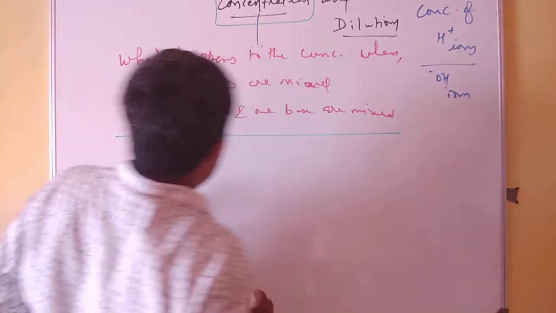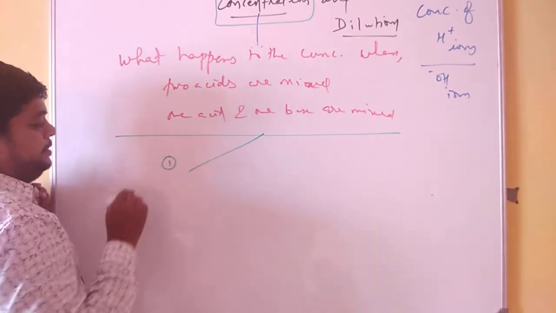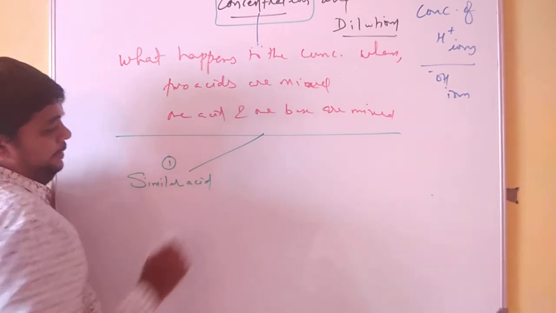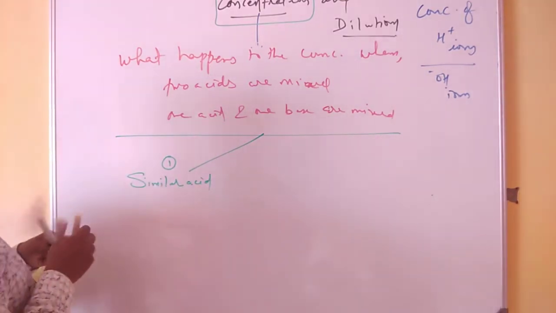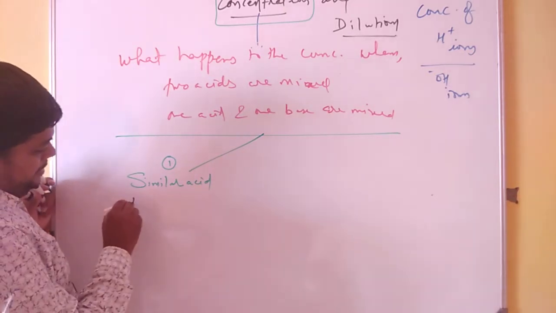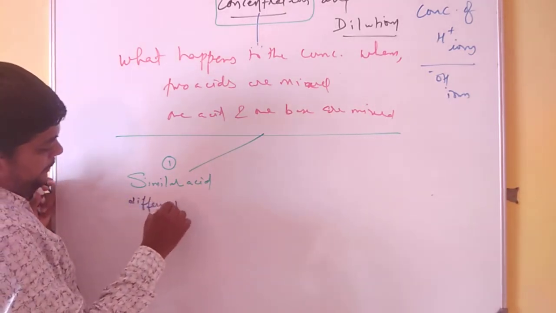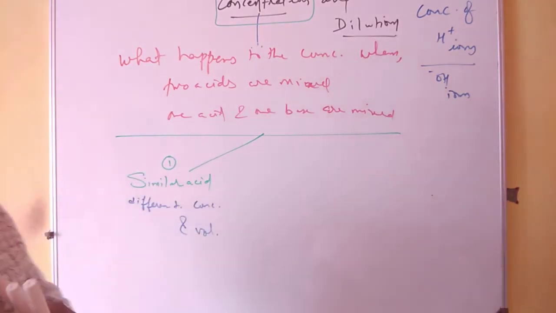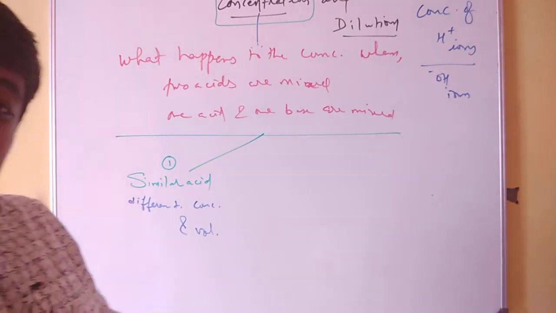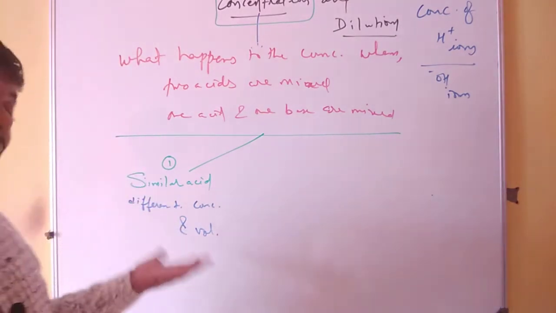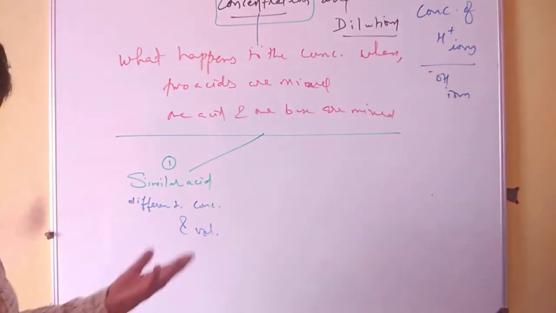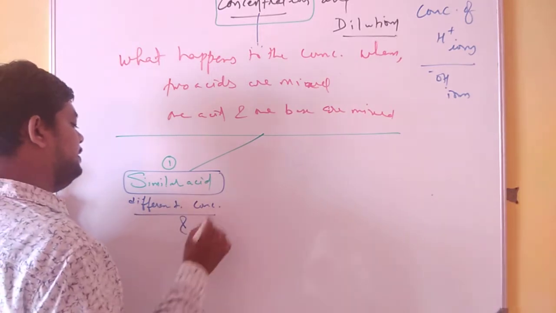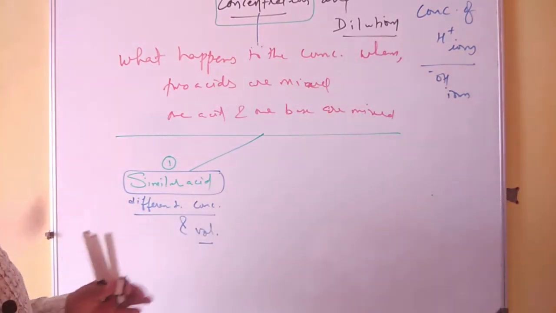Condition number 1, that is similar acid. So the acid will be the same, but different concentration and volume. Why am I writing the word different concentration, friends? Remember very well, if the concentration will be same, answer will be constant, not change, the same answer. So a similar acid but different concentration and volume, how can we calculate this type of numerical?